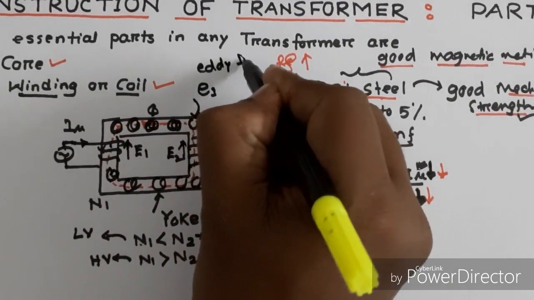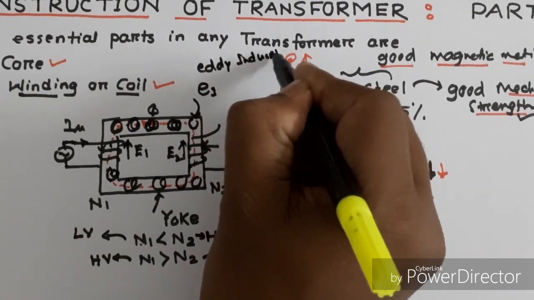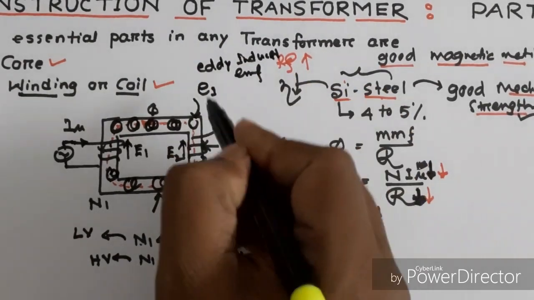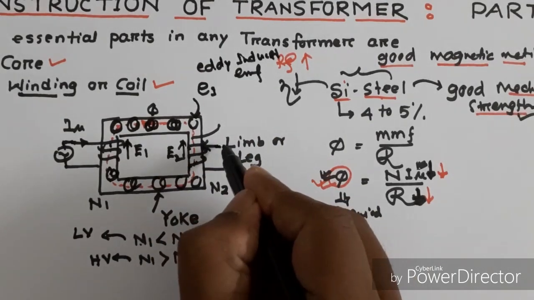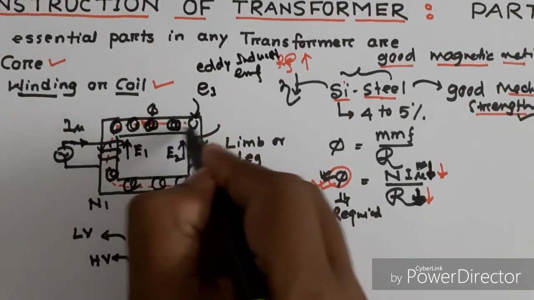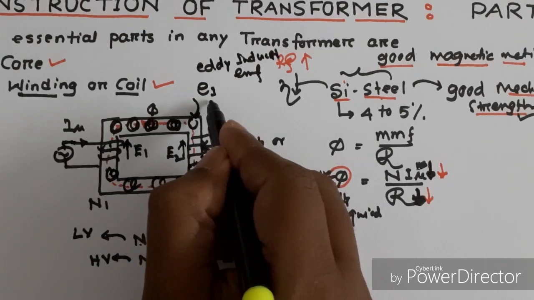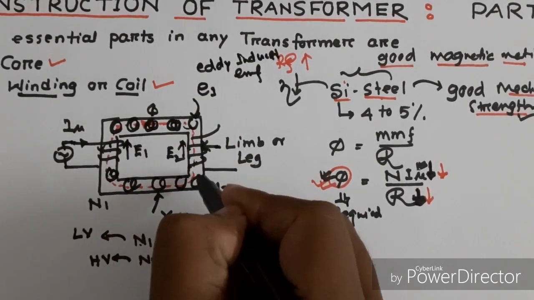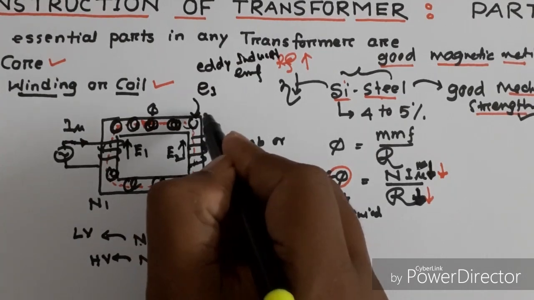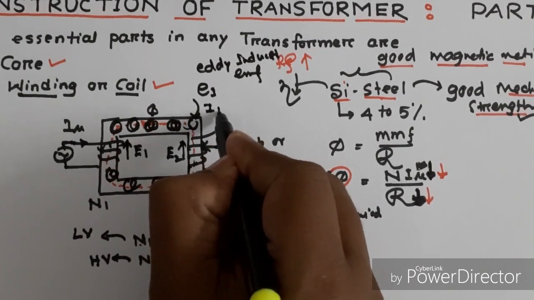Eddy induced EMF. This eddy induced EMF we don't get in the output terminal. In the transformer core itself, due to eddy induced EMF, a current will circulate in the transformer core. This current is called eddy current I_e.